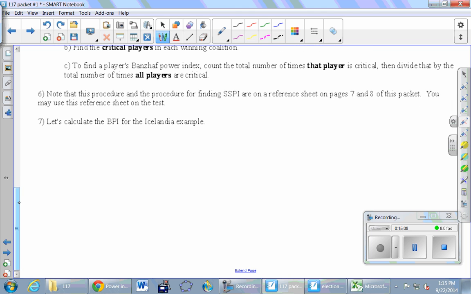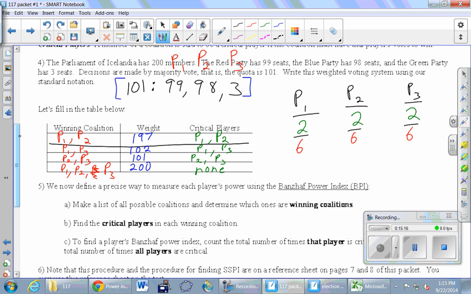Okay, 7 says calculate the BPI, Banzhaf power index. For Icelandia, we actually just did that. That's the 2/6, all that stuff over there. Okay, Zeke, you're going to rip it out and bring it to the test. Don't rip it out today. You're going to make a reference sheet of your own creation, and you're going to bring that, and you're going to bring in pages 7 and 8. Yes.